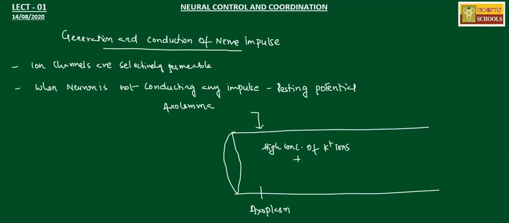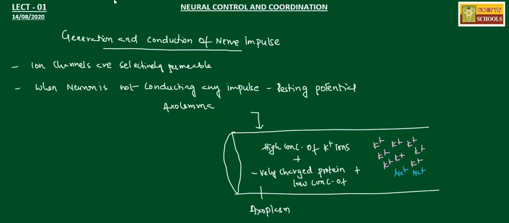Along with this, there are negatively charged proteins. Plus there is a low concentration of sodium ions. So I'll mention here there are a lot of potassium ions, and along with this we have sodium ions. You can see the sodium ions are fewer when compared with the potassium ions.